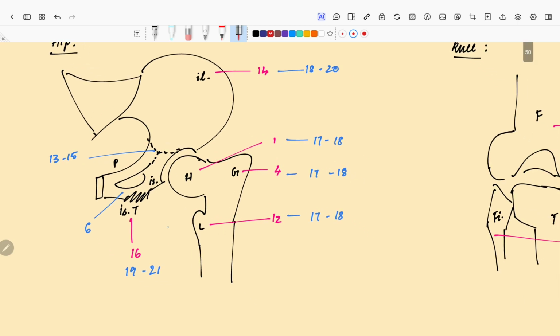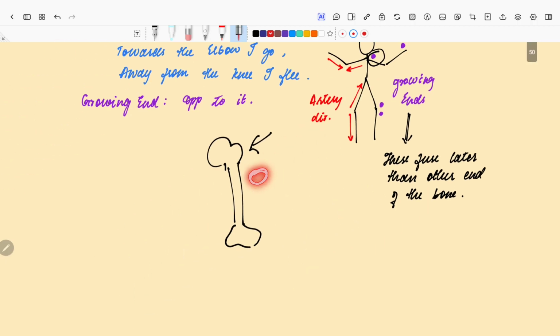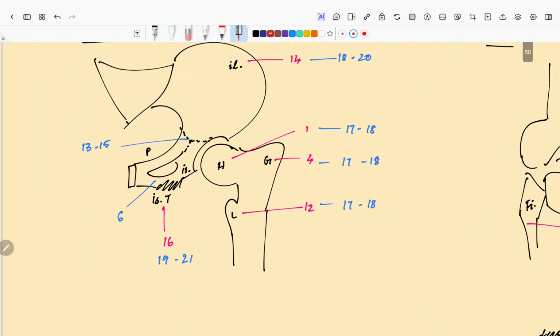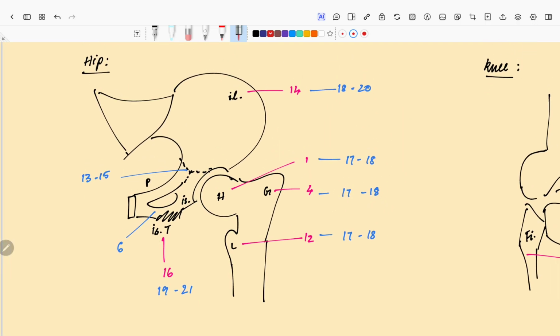What all do we see here? We'll start with the femur first. We'll say appearance of head of femur is 1 year, greater tubercle at 4 years, lesser tubercle comes at 12 years. Okay, and we know that this end is the non-growing end of the femur. We saw from here that the upper end of the femur is the non-growing end. So that has to fuse by 17 to 18 years of age. And then we see ischial tuberosity, which appears at 16 years and then fuses by 19 to 21 years.